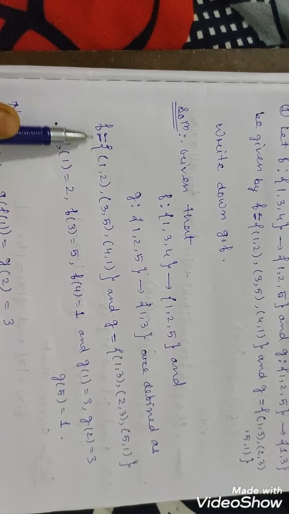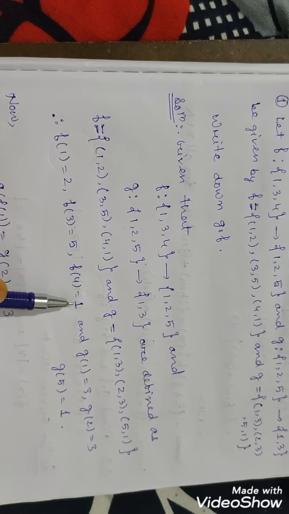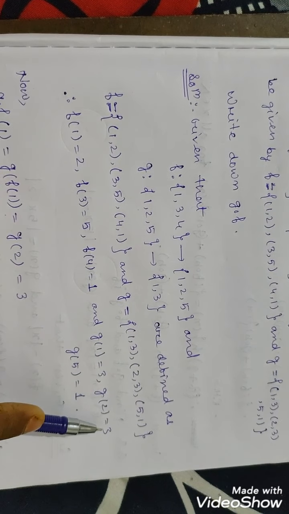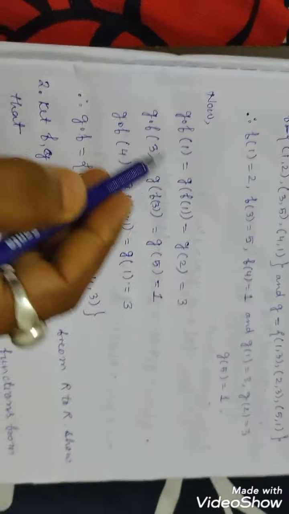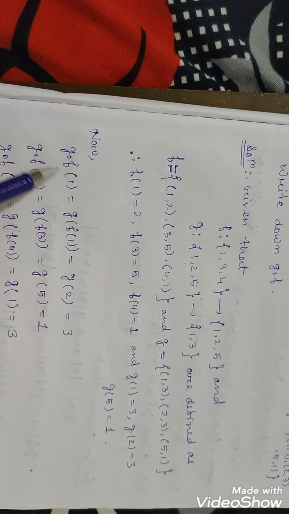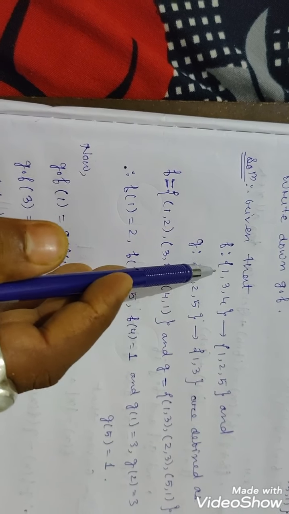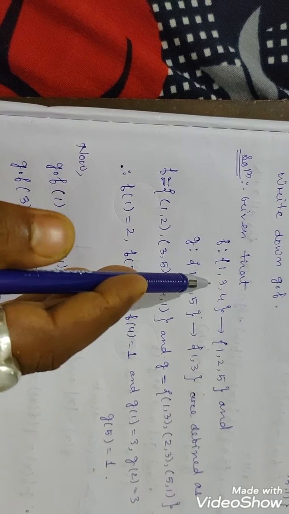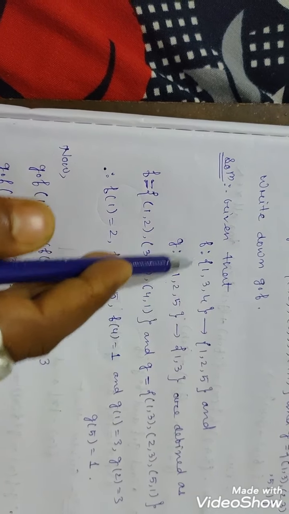So the image of 1 is 2, the image of 3 is 5 and the image of 4 is 1. Here also g of 1 is equal to 3, g of 2 equal to 3, g of 5 equal to 1. Now you have to find the composition g dot f. So what element do you have to take? When you find g dot f, you have to take elements from the first set, the set A.